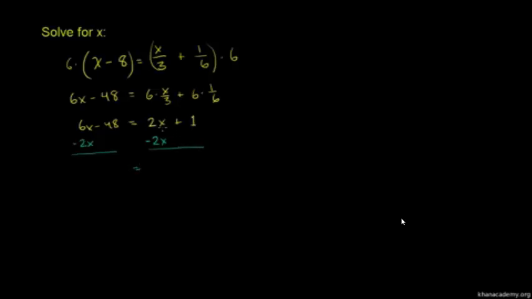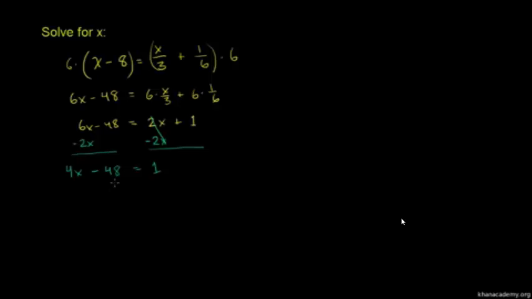And on the right-hand side, I have 2x plus 1 minus 2x. Those cancel out. That was the whole point. So I'm left with just this 1 over here. On the left-hand side, I have 6x minus 2x. Well, that's just going to be 4x. If I have 6 of something minus 2 of that something, I have 4 of that something, minus 48.